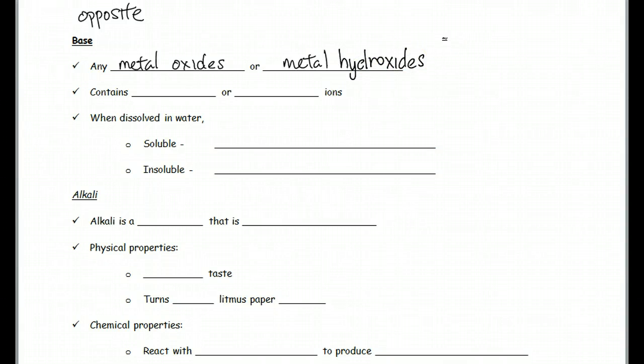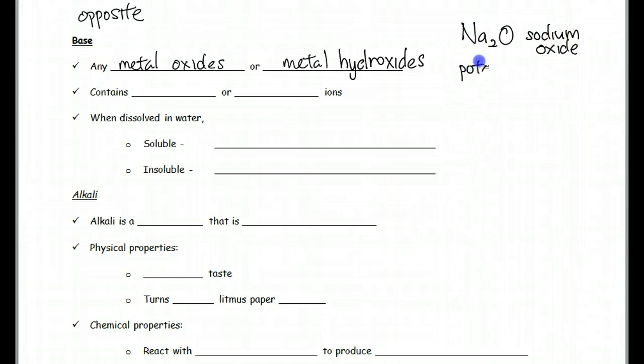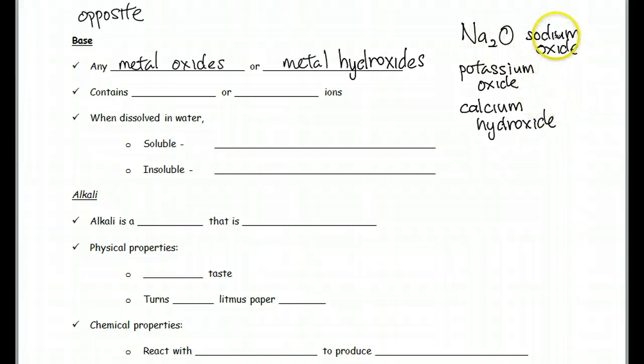Okay, so some examples of bases are Na2O, which is sodium oxide; potassium oxide; and calcium hydroxide. All of these are your bases. You can see metal with oxide, metal with oxide, metal with hydroxide.